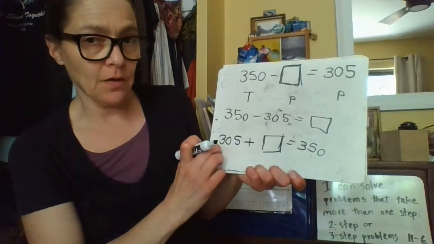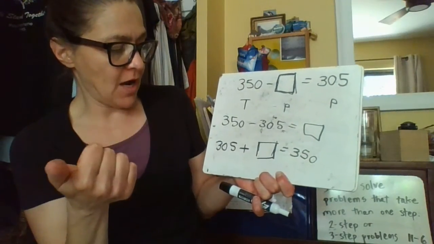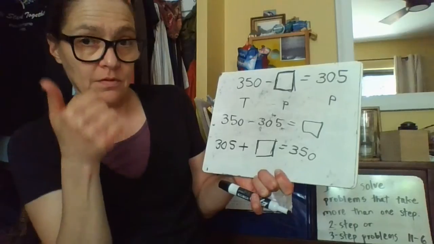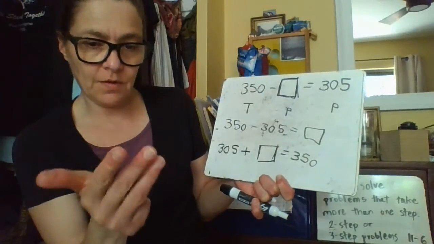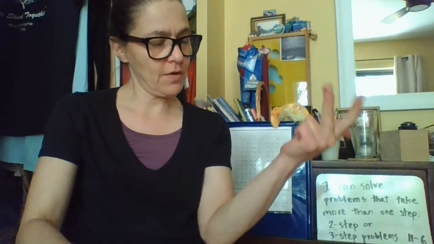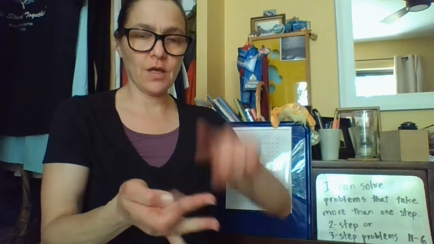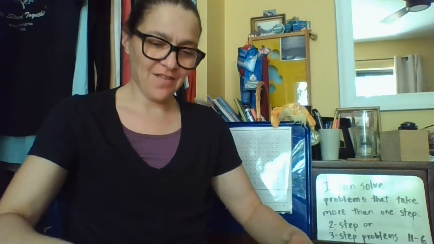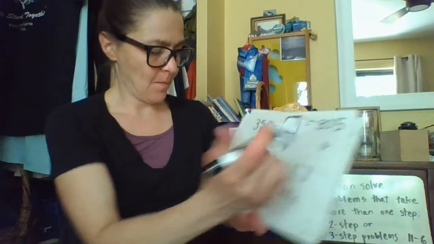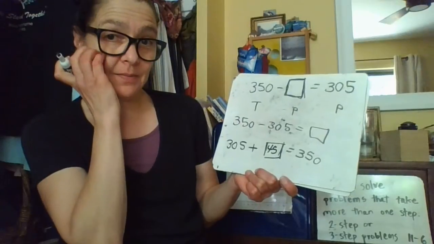So I would put it here and I would count up by 5s. So 5, 10, 15, 20, 25, 30, 35, 40, 45, 50. So I counted up 9 5s. 5, 10, 15, 20, 25, 30, 35, 40, 45. So I have 45 more that needs to be baked.